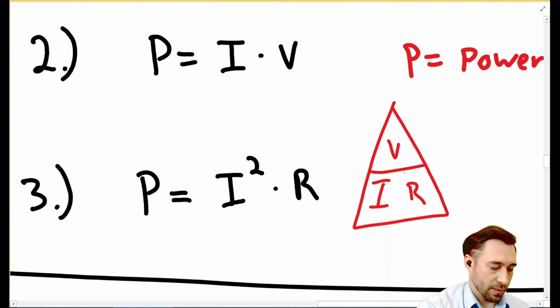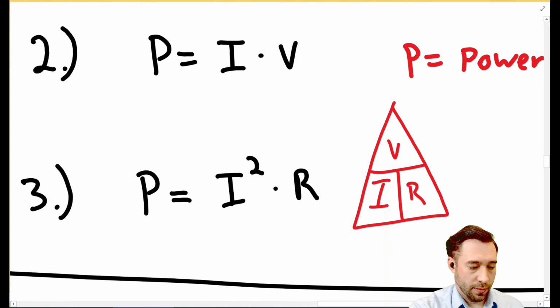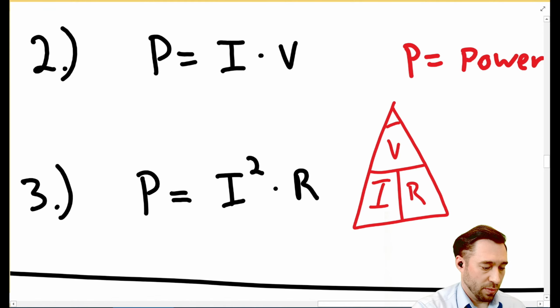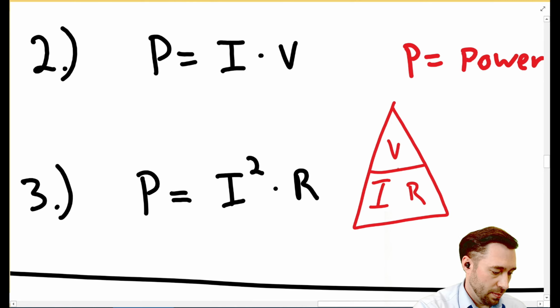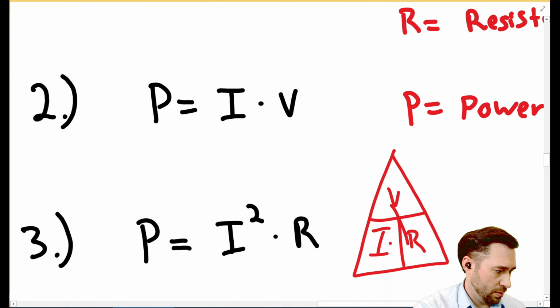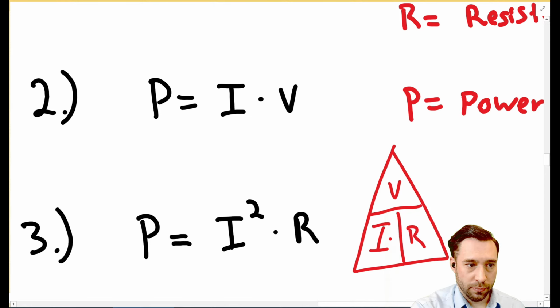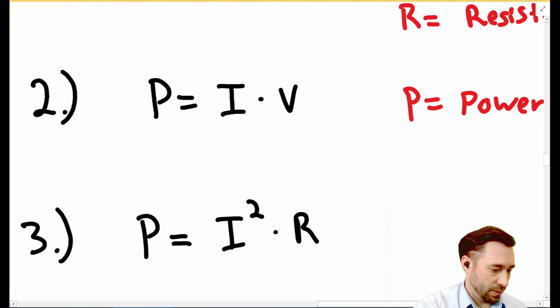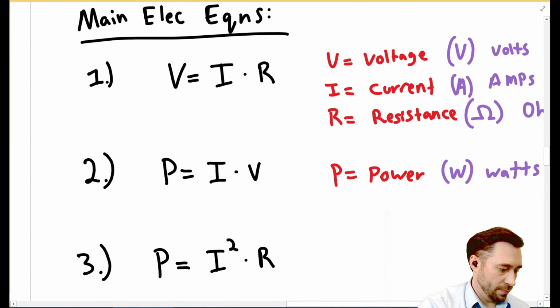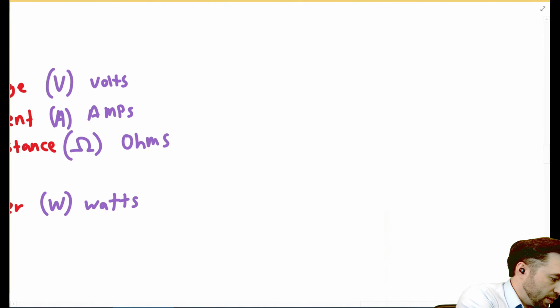Like that, and then it's kind of split like this. So if I'm solving for V, it's just going to be I times R. If I'm solving for I, it's going to be V over R. And if I'm solving for R, it's going to be V over I. Does that make sense? Let me put that over here and make that a little bit bigger.